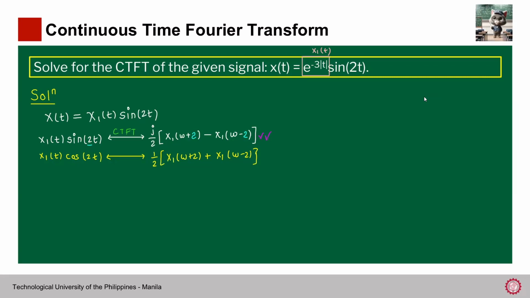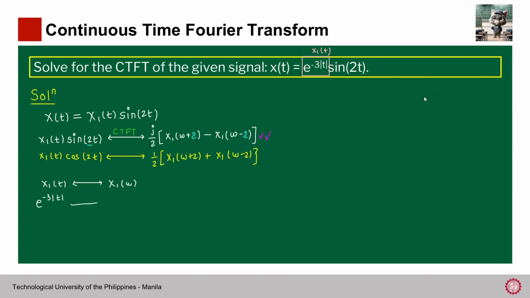So let's find X sub 1 of omega. We have x sub 1 of t. What is the CTFT of this? The CTFT, the continuous time Fourier transform, is X sub 1 of omega, obviously. Now, what is x sub 1 of t? This is what we wrote earlier: e raised to negative 3 mod of t.